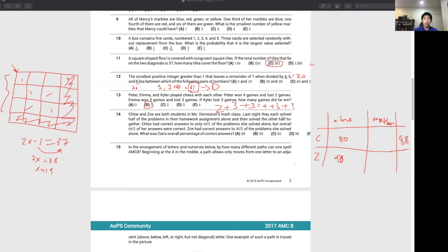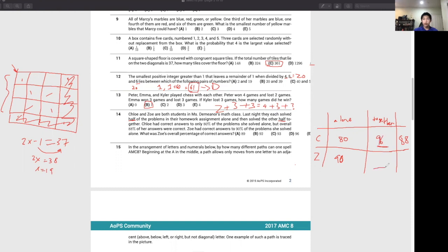And a key is that half of the problems they solve together and half of the problems they solve alone. So that means that their overall score is just the average of the percentages of the problems they solved alone and together. So for Chloe, 88 must be the average of 80 and some unknown variable. So we can quickly work out that 88 is the average of 80 and 96 because it's right in the middle of those two numbers.